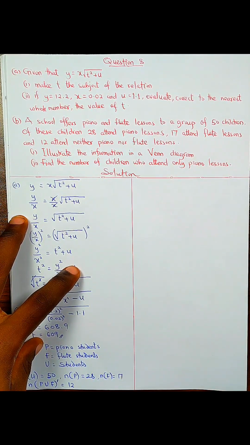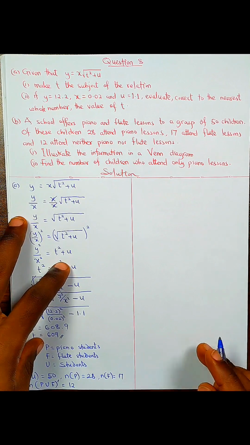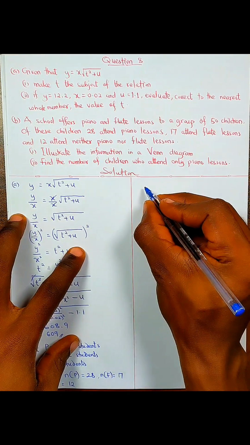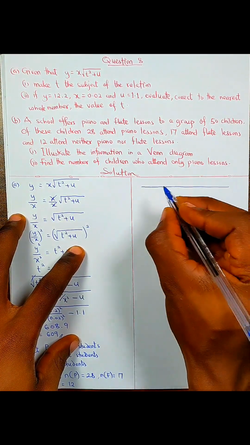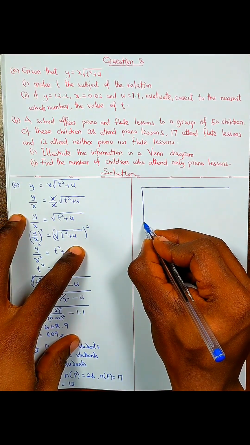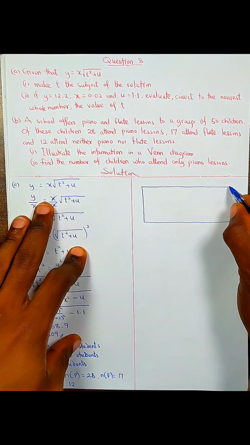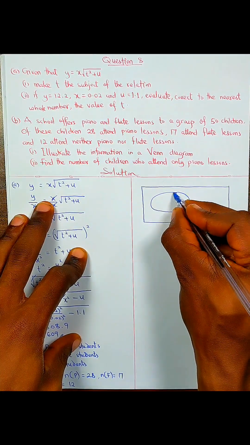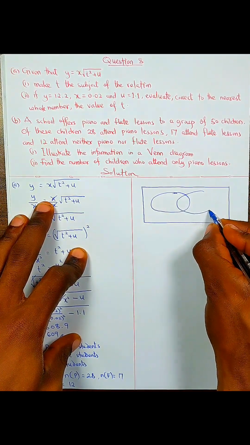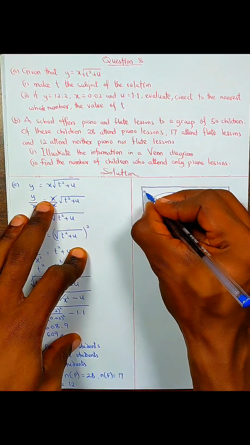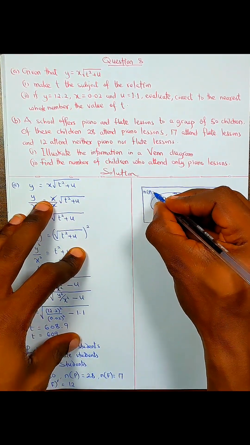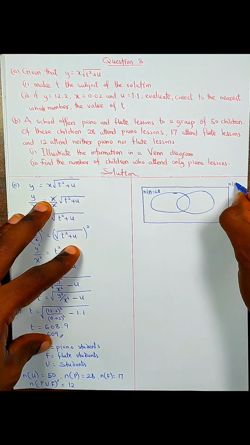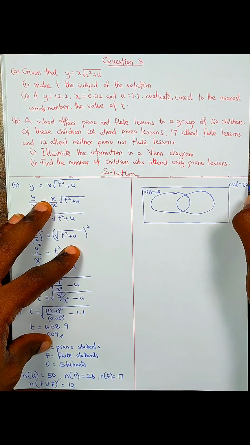We could use a ruler to go about it, but I'll choose to use my hand for this particular one. So I'm just going to draw. The best way to go about this is to use a ruler, but I want to use my hand. So it involves two circles. Now see, number for piano is equal to 28. The number for the universal, or the total number of students, is what? 50.